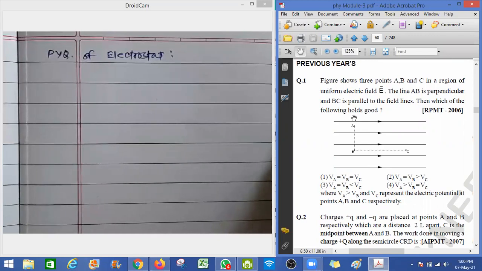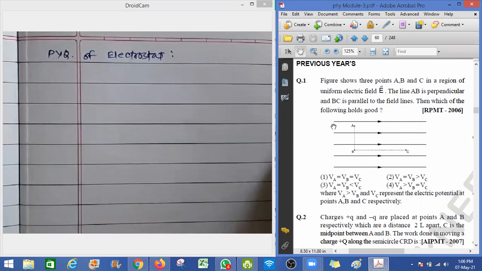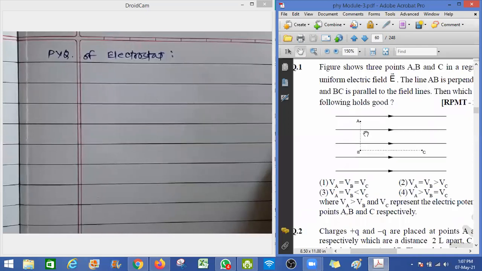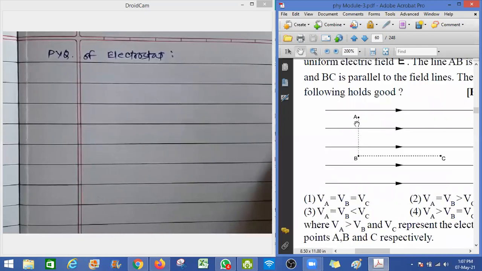The first question is, figure shows 3 points A, B and C in a region of uniform electric field. So here we have uniform electric field going from left to right. The line AB is perpendicular and the line BC is parallel to the field lines. These are the left to right field lines. Line AB you can observe here. This line AB is perpendicular to the field line and the line BC is parallel to the field line.